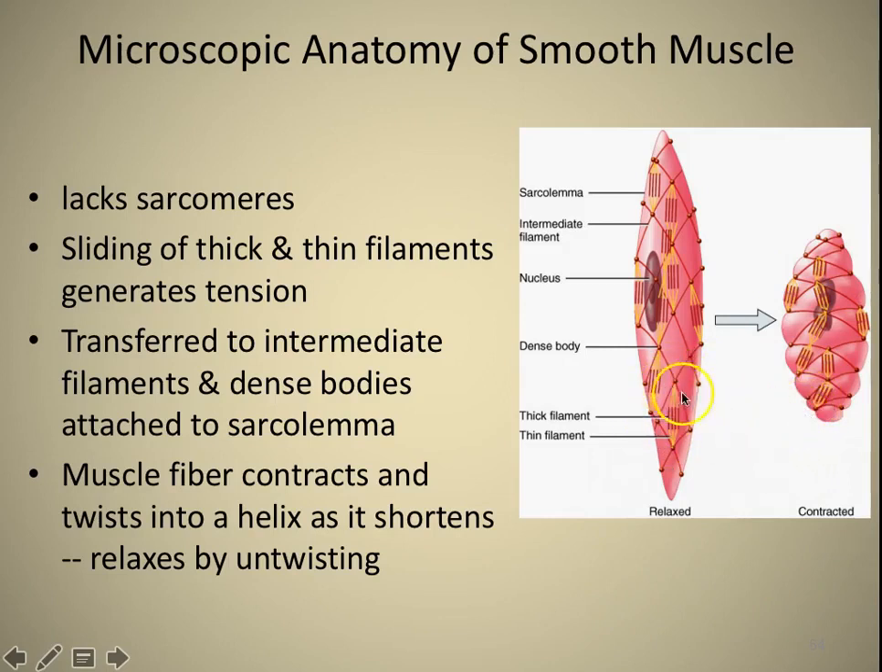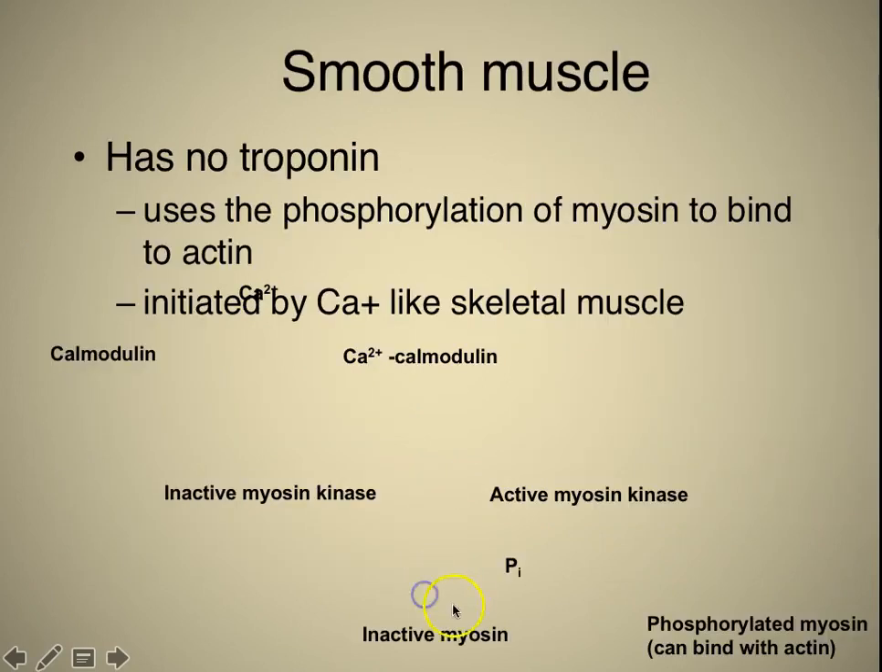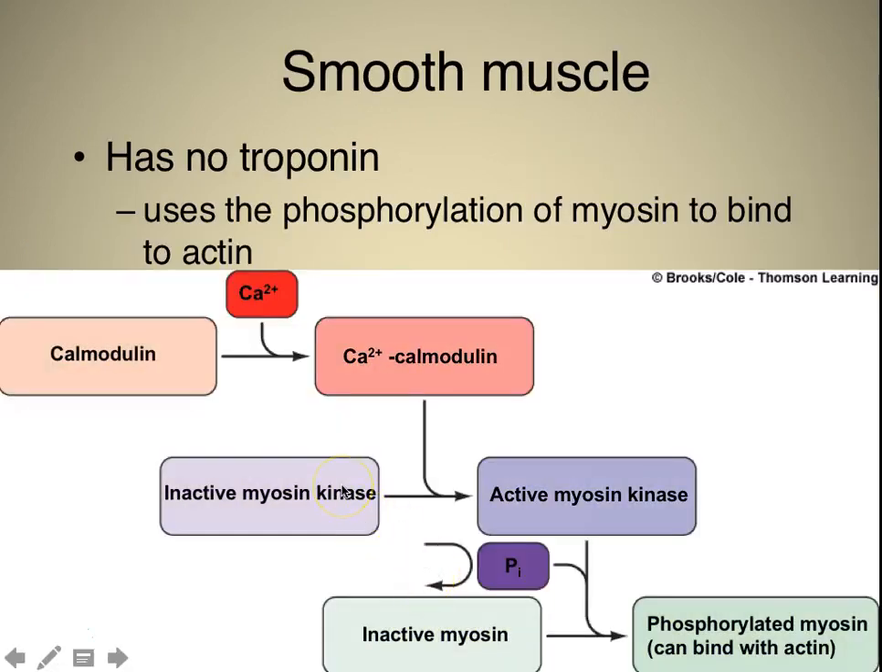So basically, it'll pull on these dense bodies. These red lines are intermediate filaments. So you pull on a dense body, it pulls on the intermediate filament, and then basically that's going to cause the whole muscle cell to contract. Smooth muscle also does not have troponin. Because again, you have to regulate. You want to make sure that some of these muscles are contracting at some times and not at others.